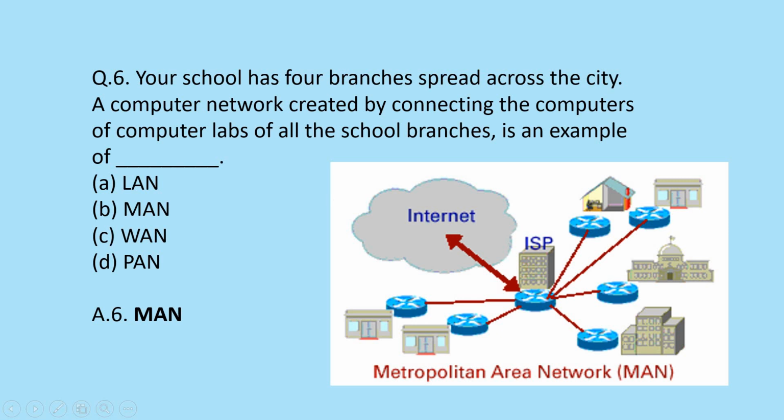Now let's move to question number 6. Your school has 4 branches spread across the city. A computer network created by connecting the computers of computer labs of all the school branches is an example of LAN, MAN, WAN or PAN. The correct answer is MAN, Metropolitan Area Network.